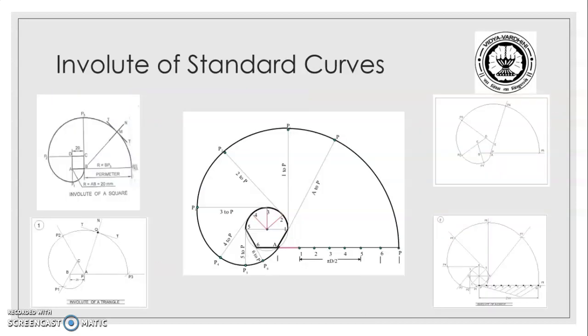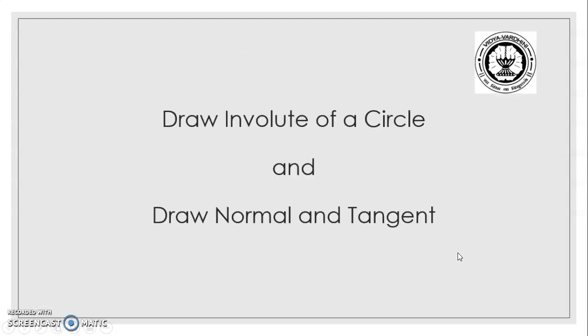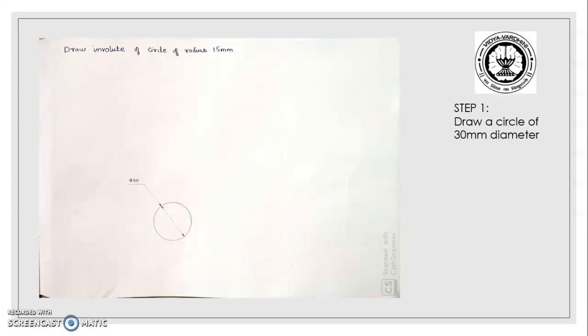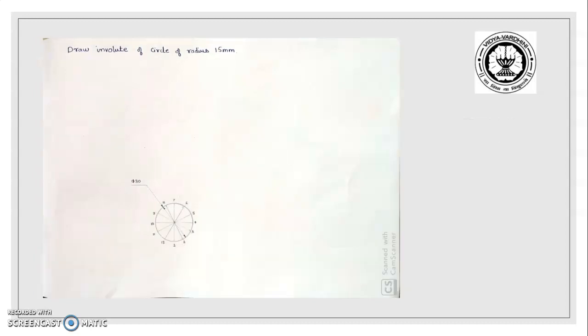These are the involutes of some standard shapes. We have understood how to draw the square. Now we will talk about how to draw the circle. So we have one question. Draw involute of a circle of radius 15. That means diameter will be 30. So draw a circle of diameter 30. You can pause the video and then simultaneously draw and again restart the video from that point onwards.